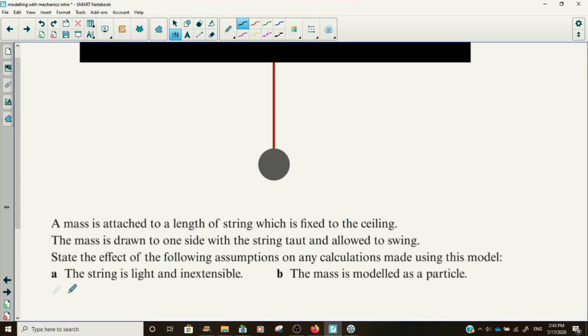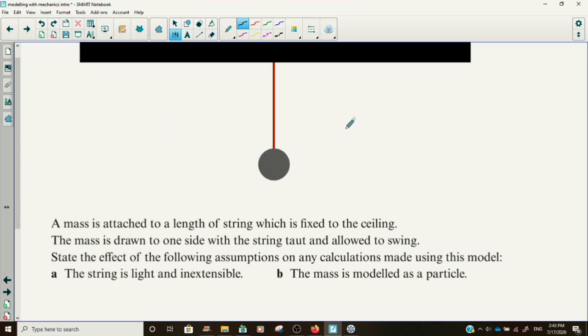Well, for part A, if the string is light and inextensible, we're ignoring the mass of the string. In comparison to the actual mass that's connected to the string, it's probably negligible. So it might be really quite light compared to the mass. So we assume that it has no mass. And if it's inextensible, that means that when this object swings, it's actually swinging in a perfect arc, so a perfect part of a circle, the circumference of a circle. In reality, maybe the string, if it's kind of like an elastic band, would stretch and we wouldn't get that uniform motion.